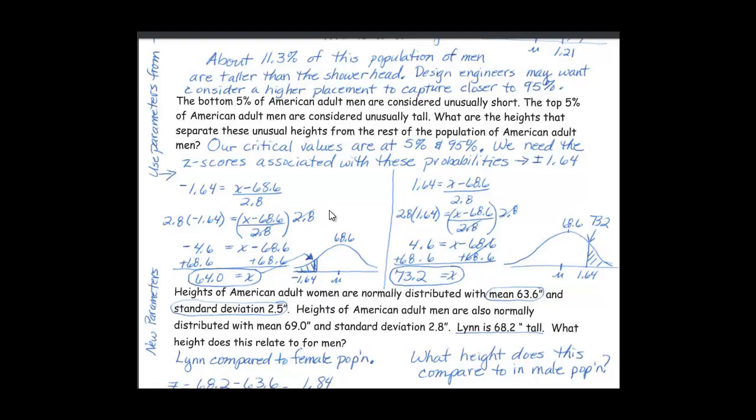Now I need to do that same thing for the positive z-score of 1.64. When I'm carrying out that algebraic process, the left side of my equation is positive here, so I'll be adding to the 68.6 to come up with 73.2, which is the data value on the high end. That 73.2, you can't really see my decimal in there, is the borderline value that separates the upper 5% from the lower 95% and is associated with a z-score of 1.64. So these are the two data values associated with those borderline values that separate the lower 5% and the upper 5% from the rest of the population.